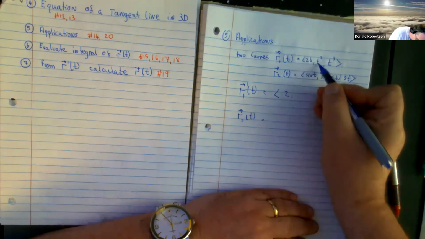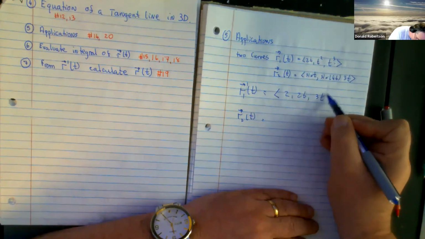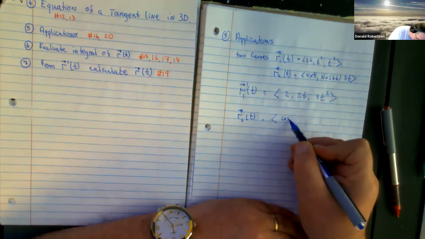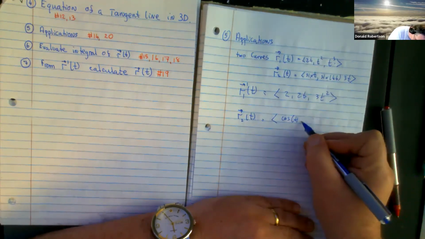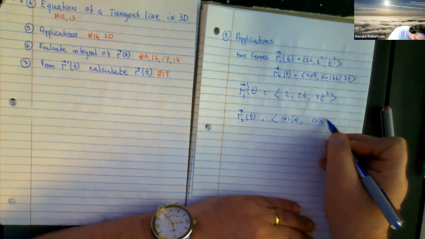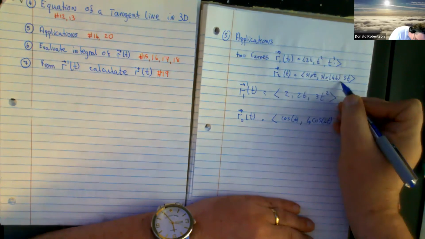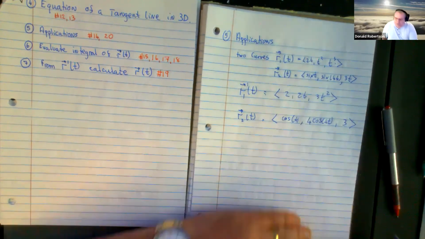2t, power rule, 2. t squared, power rule, 3t squared. Differentiate a sine, you get a cosine. Differentiate the sine of 4t, you will get the cosine of 4t times 4. And differentiate 3t, you will get 3. You comfortable with that?